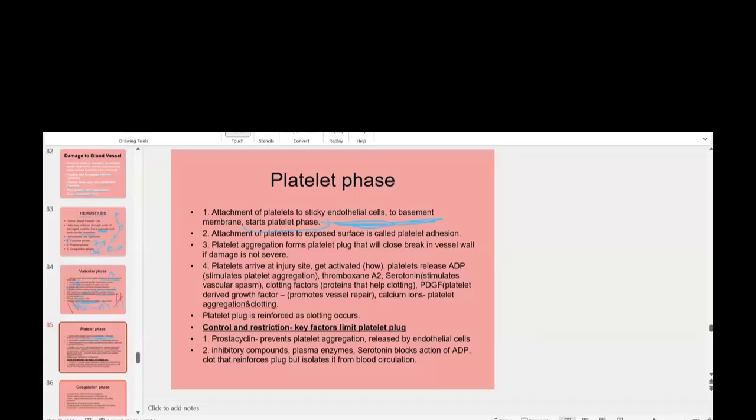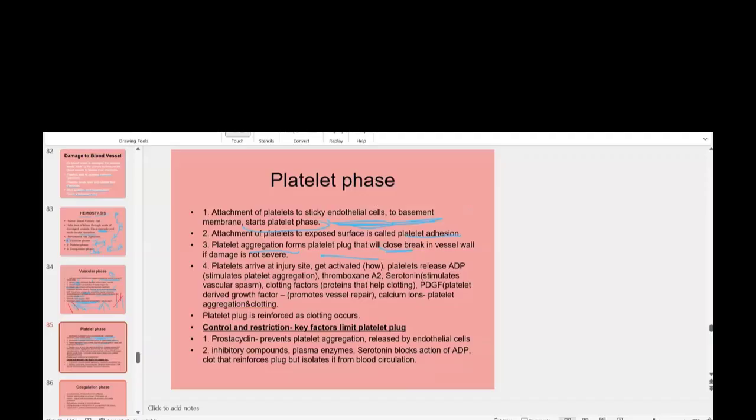Now the platelets will attach to the exposed surface, and that is called adhesion. Then aggregation will follow through, and then a platelet plug will be formed, and that will close the break that had formed in the vessel wall if the damage is not severe, because if it is severe, the platelet plug would not be successful.